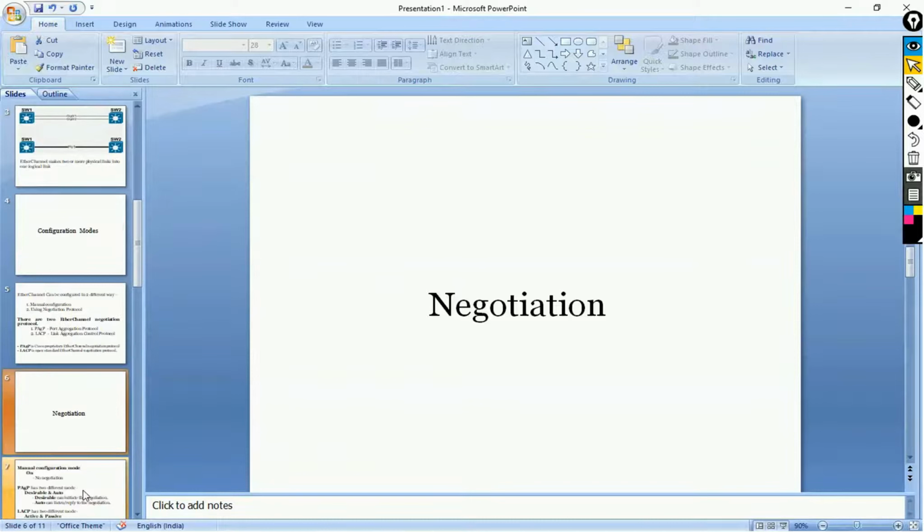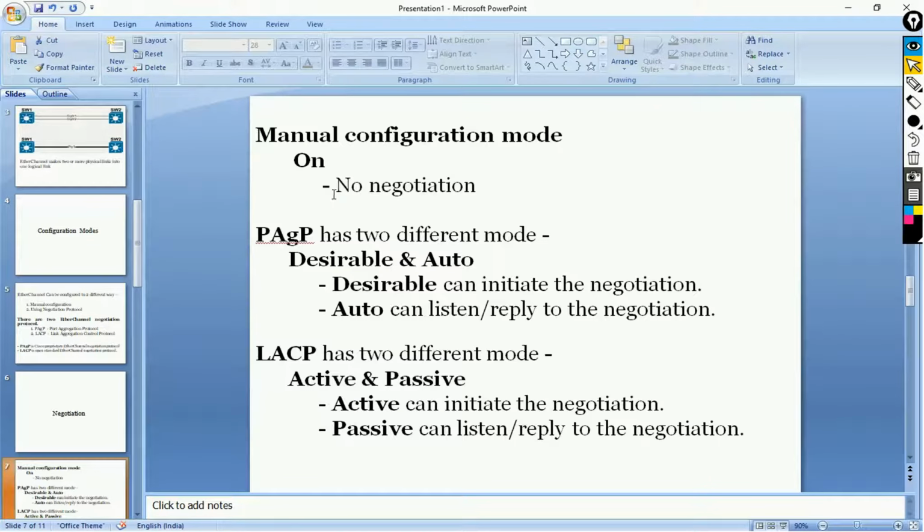Now what about the types of negotiation? Just like we studied in DTP, which had dynamic desirable and dynamic auto, PAgP also has two different modes, desirable and auto. The desirable side can initiate the negotiation and the auto side can listen or reply to the negotiation, just like we had in DTP. Similar to DTP.